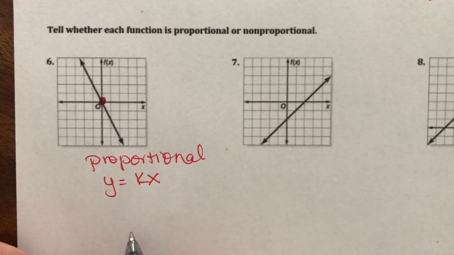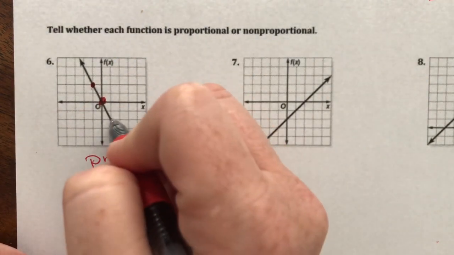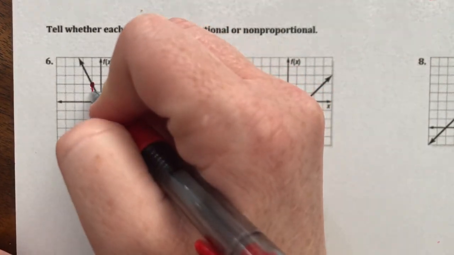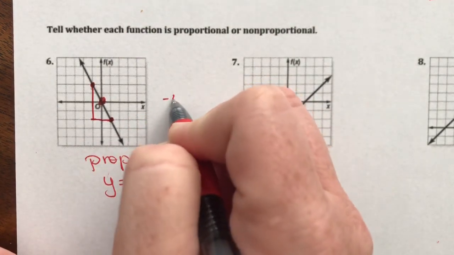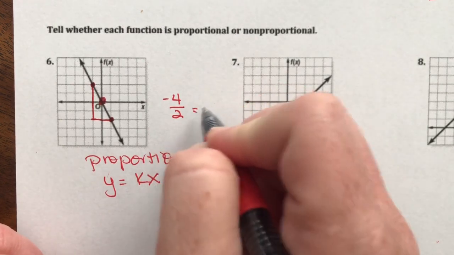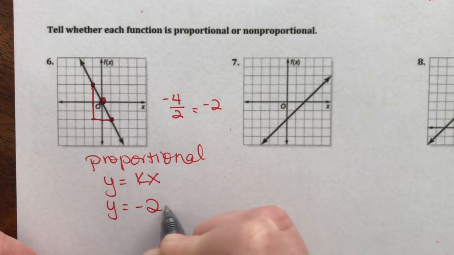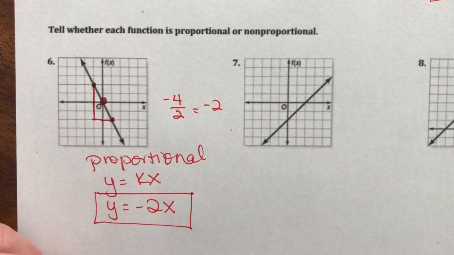Okay, and then what's my slope? Well, it looks like here's a point on my line. Here's another point on my line. So to get from this point to this point, I had to go down 1, 2, 3, 4 over 2. Negative 4 over 2. And negative 4 over 2 simplifies to just negative 2, right? So my slope is negative 2. So my equation of that line is y equals negative 2x.